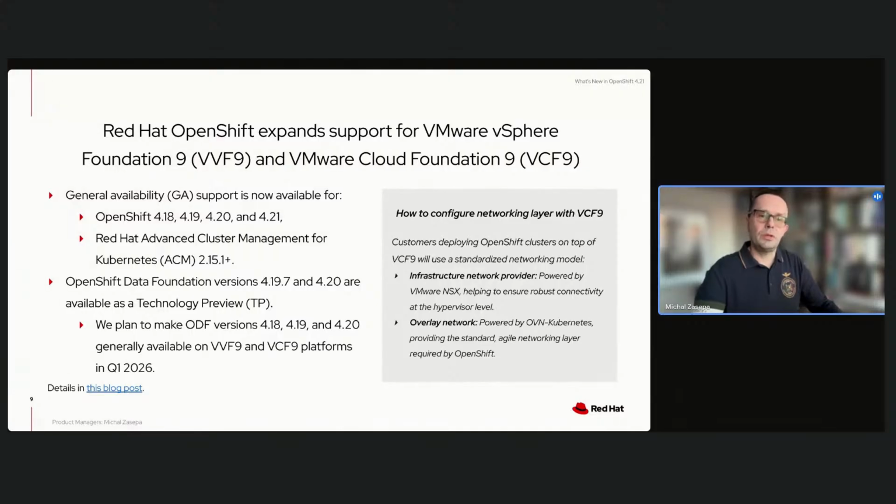For networking, we are using a standard 2-layer model. We are leveraging VMware NSX to ensure robust connectivity at the hypervisor layer, and we are using OVNK for the overlay network. I encourage you to check our blog post linked on this slide. It's time to see what Martin will share about OpenShift virtualization.